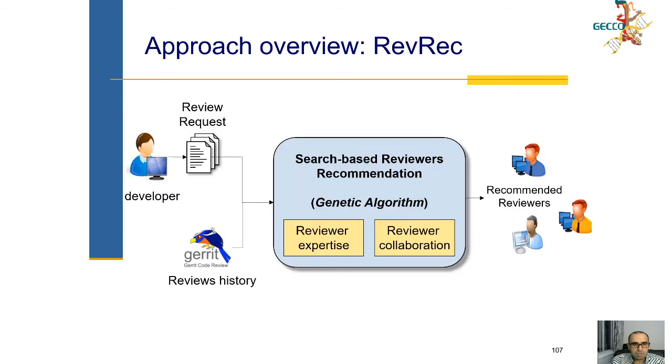Our solution is called RevRec. It uses a standard genetic algorithm and tries to consider both the expertise and the collaboration between developers. It takes as input a review request or code change and the history of prior reviews in the project, and recommends as output a list of reviewers that should review a code change.